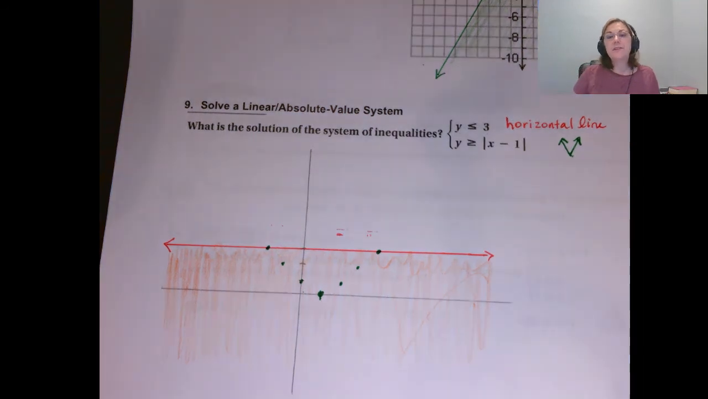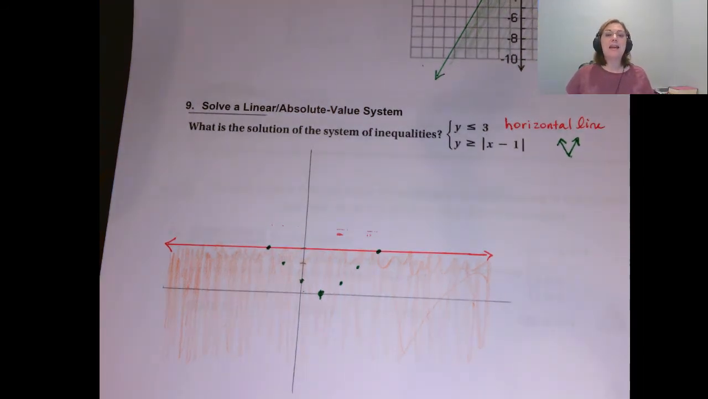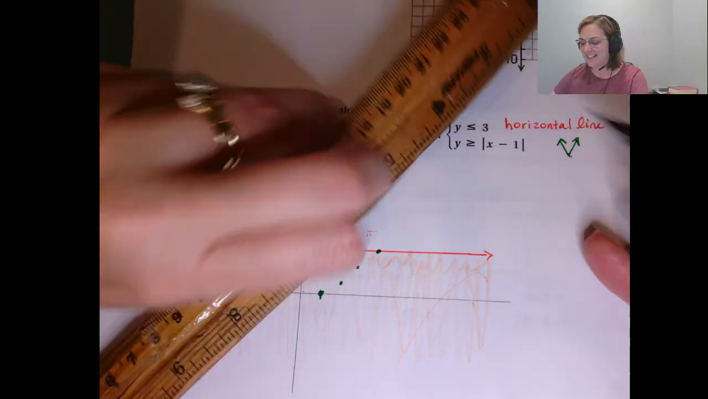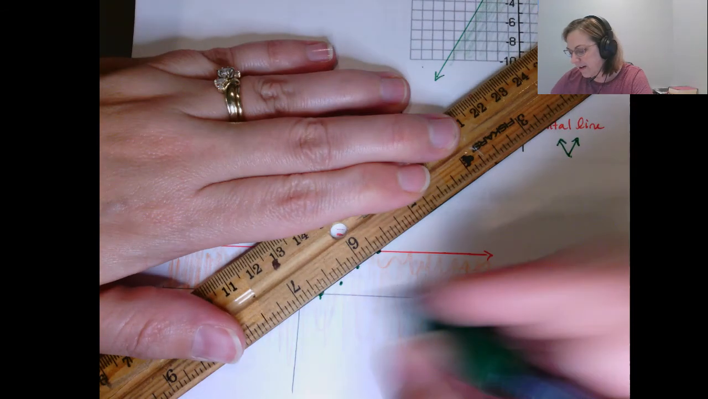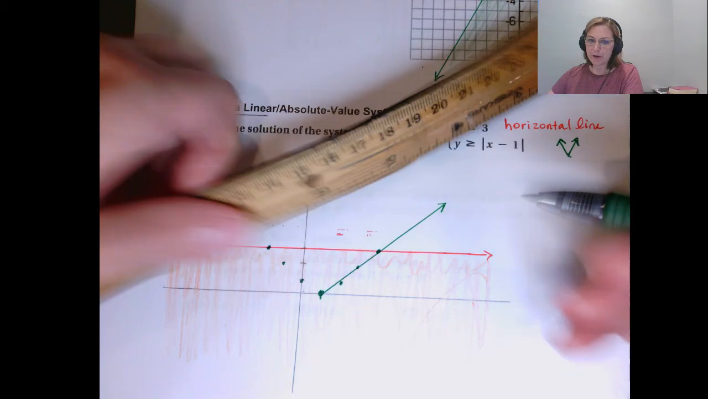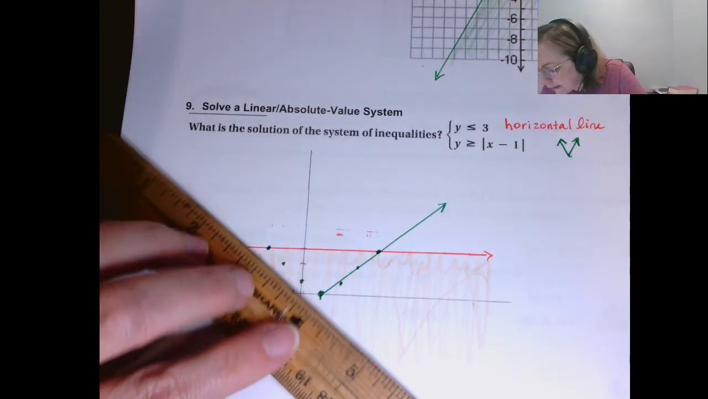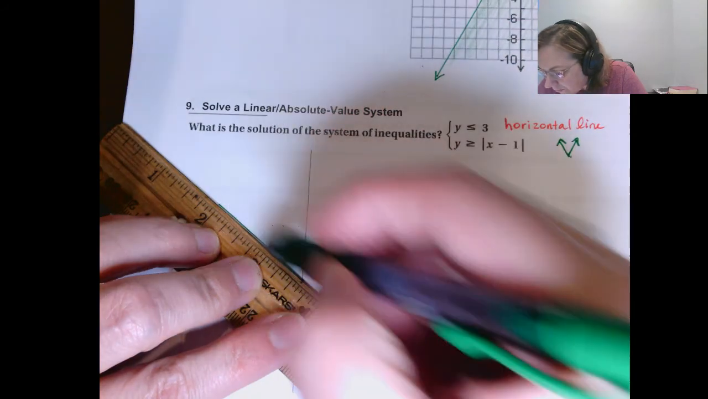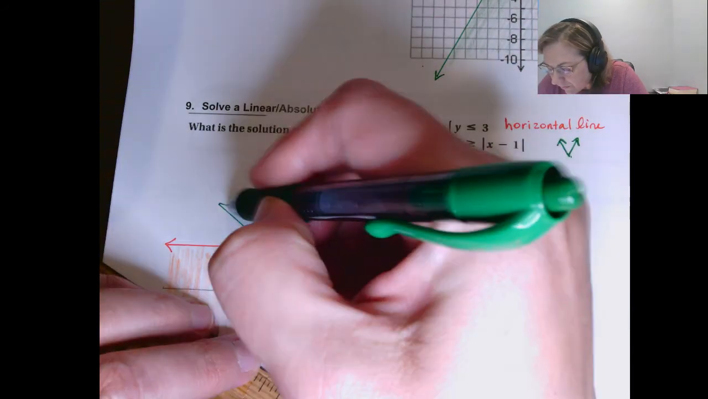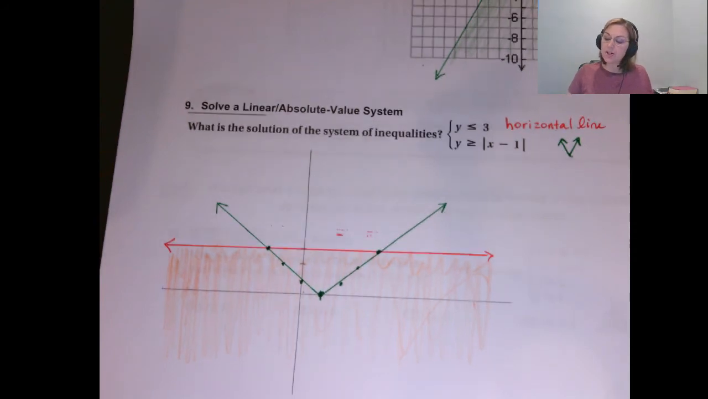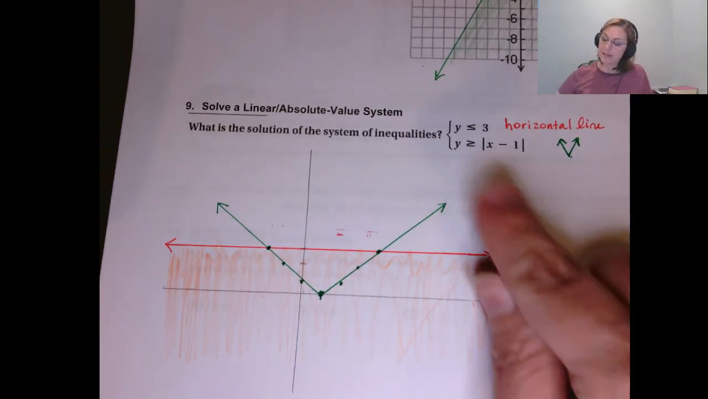Okay, now decide for yourself, is this going to be a solid or a dashed line? I think you're catching on, right? That it is going to be a solid line here. So I'm going to draw my V on both sides. We're not perfect, so my lines aren't running 100% through these dots. Okay, and then we are shading above, right? Because it's greater than.